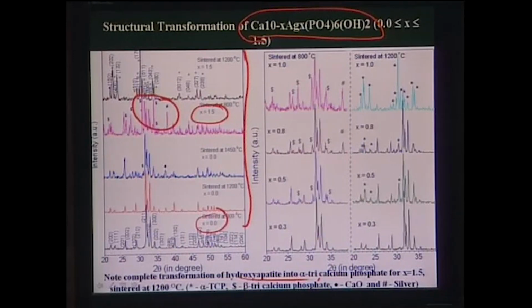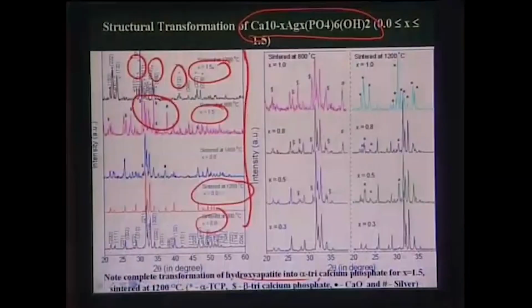Now, a similar observation was also noticed when they are sintered at 1200 degrees Celsius, when x is equal to 0 and x is equal to 1.5. In both cases, we do see hydroxyapatite, but at the same time we do see alpha tricalcium phosphate as well as beta tricalcium phosphate. So, what we notice here is that while substituting silver into the hydroxyapatite lattice, there is potential formation of both alpha tricalcium phosphate and beta tricalcium phosphate, and their formation critically depends on the sintering temperature.